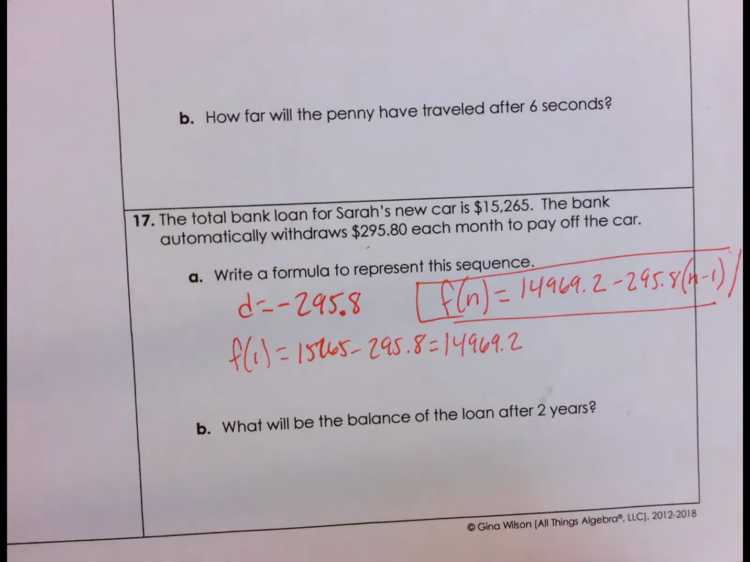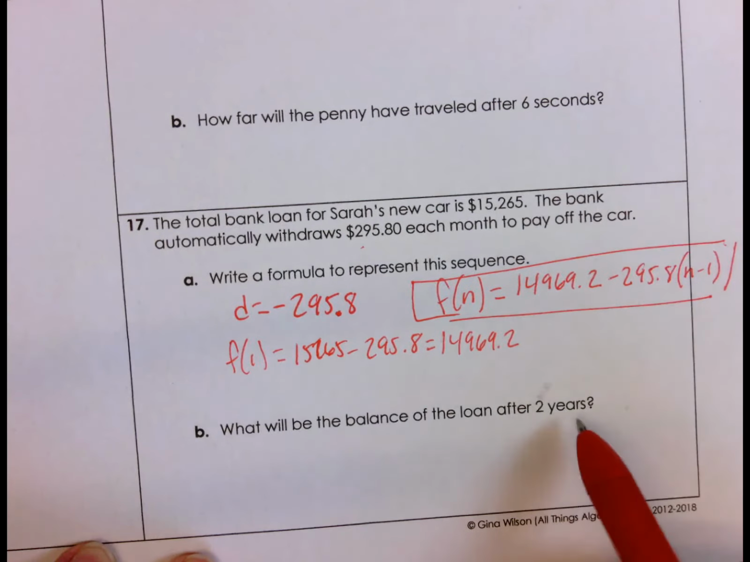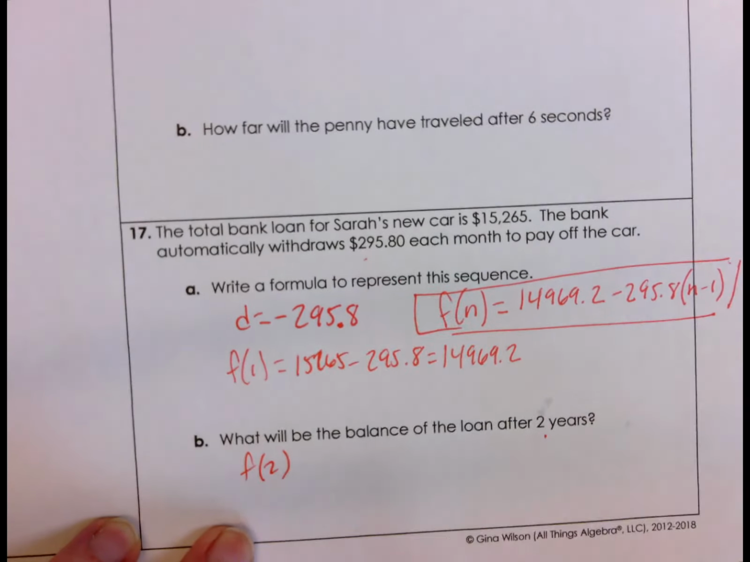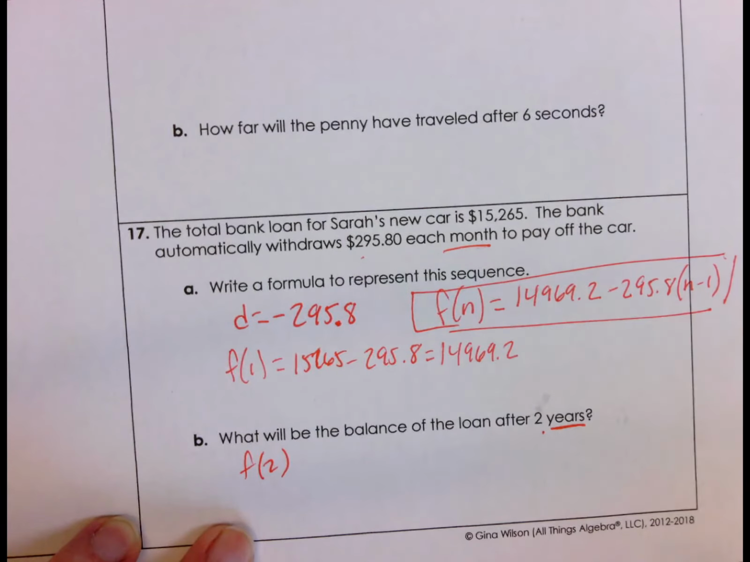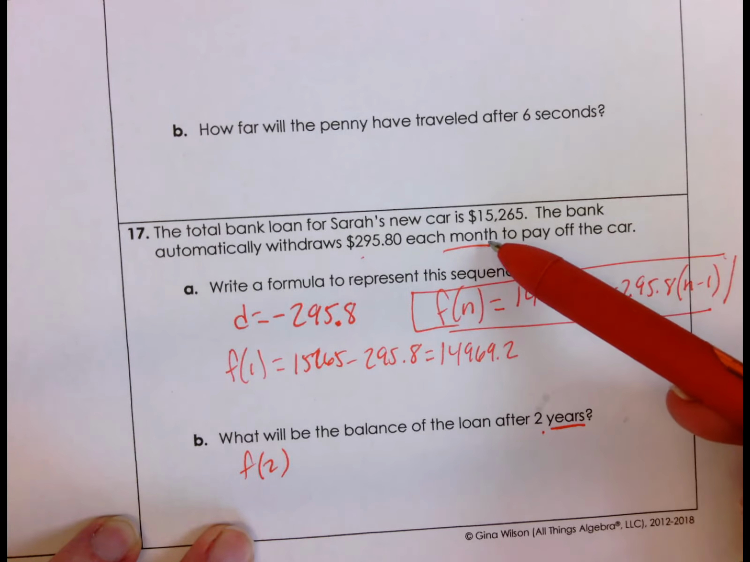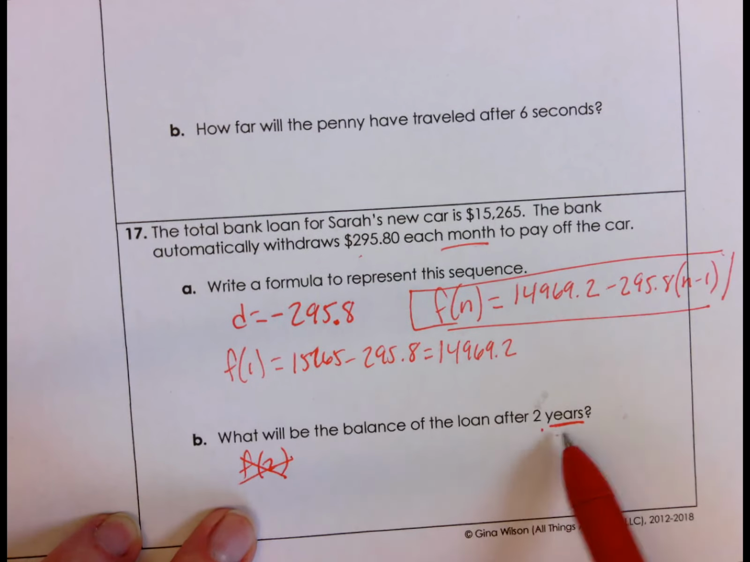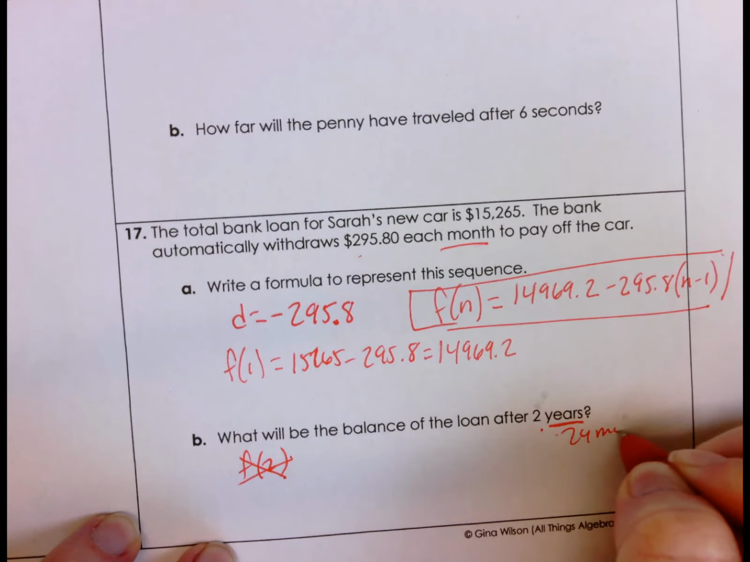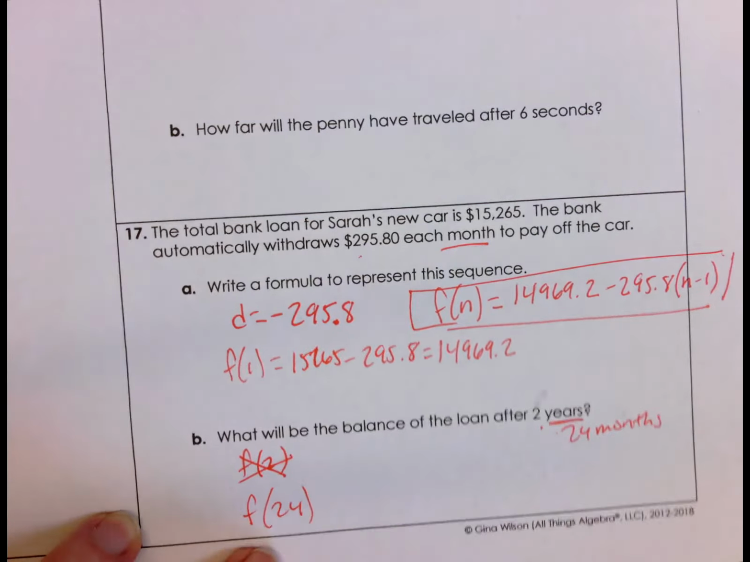All right, part B is asking us to find the balance of the loan after 2 years. Okay, so it would be easy for us to automatically assume that we're looking for f of 2. Okay, but be careful, because this is talking about months and this is talking about years. So we're going to have to convert that years into months so that we can know exactly which term we're looking for. Okay, so we're not looking for 2 years or 2 months. We're looking for 24 months, because that's how many months are in 2 years. So we are actually going to be looking for f of 24 here.